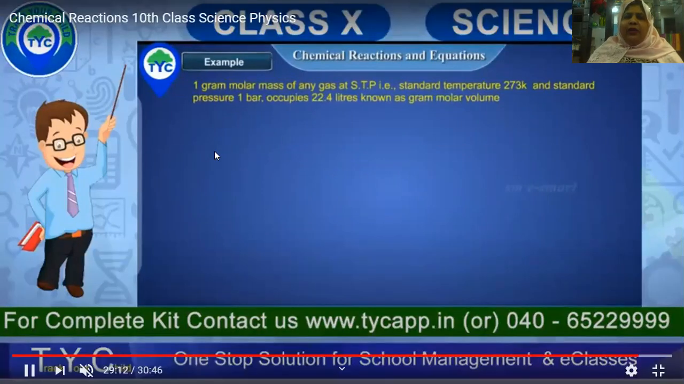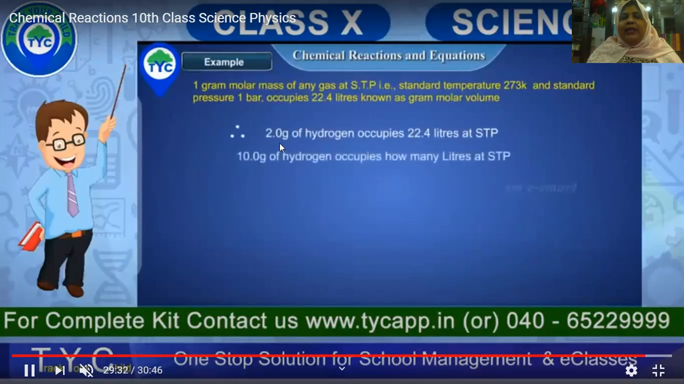1 gram molecular mass of any gas at STP, the standard temperature and pressure, that is 273 K, and standard pressure is 1 bar, occupies 22.4 liters, known as the gram molar volume. So 2 grams of hydrogen occupies 22.4 liters at STP, whenever at the standard temperature and pressure. And these are the standards. 10 grams of hydrogen occupies how many liters at STP?